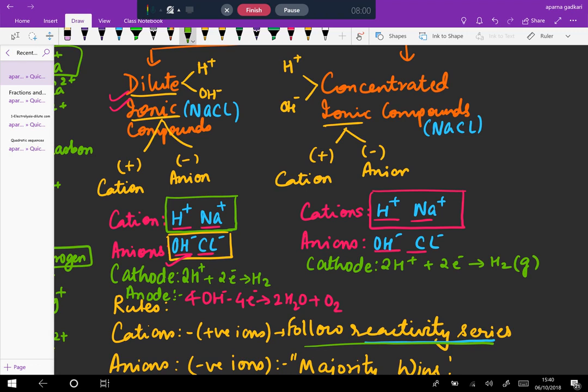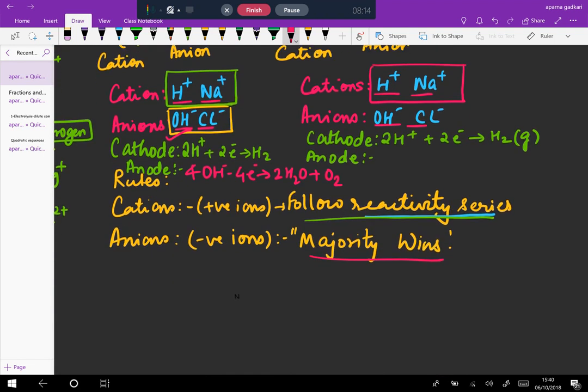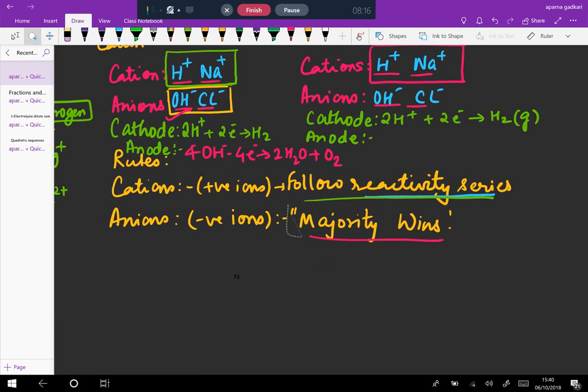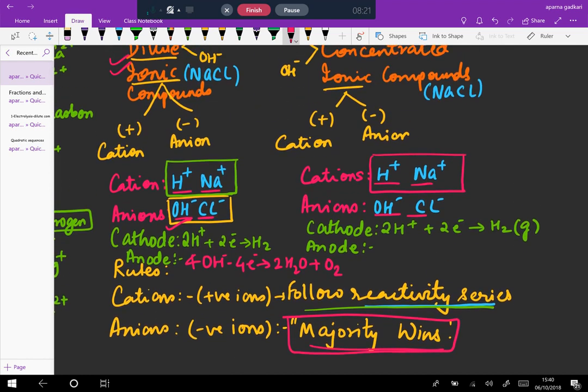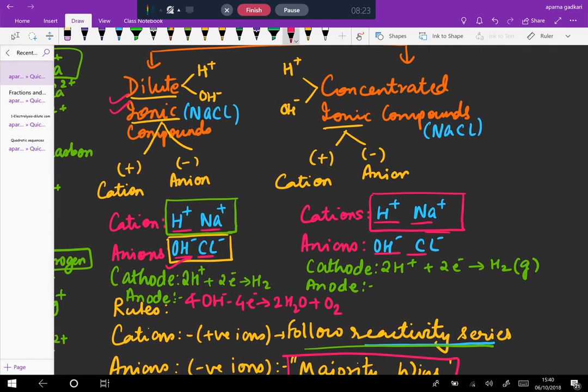Usually you need to write the states. I'm not writing it here, but ideally for every equation please write down the states. Also at the anode, what's going to happen? We have just decided that the anode will attract the anions, and anions are negative ions. For negative ions we have a new rule, and the rule is majority wins. So therefore concentrated solution has more Cl minus ions. So at the anode we will have 2Cl minus gives Cl2 plus 2e minus.